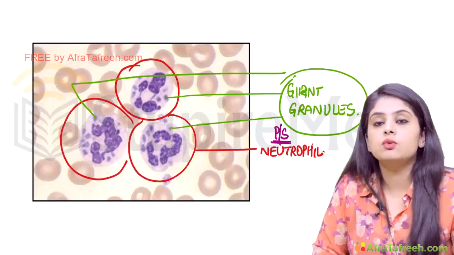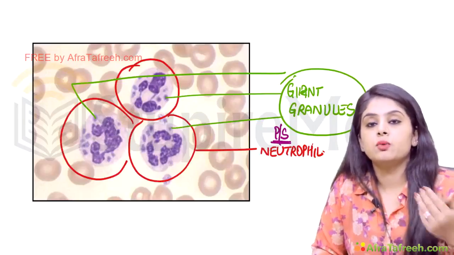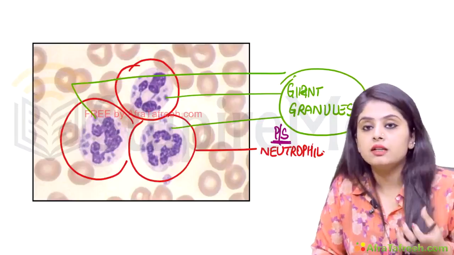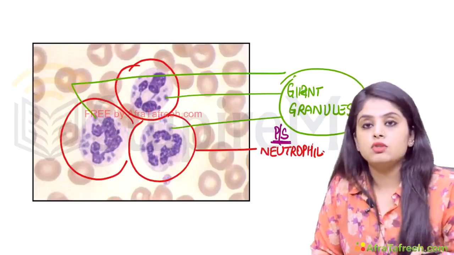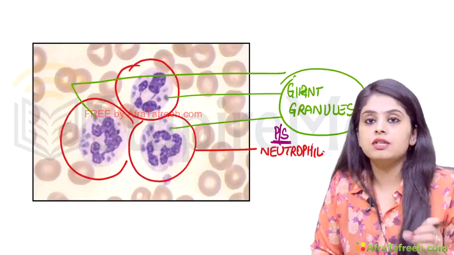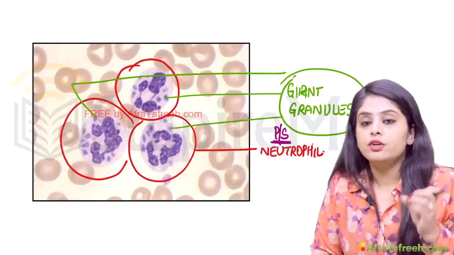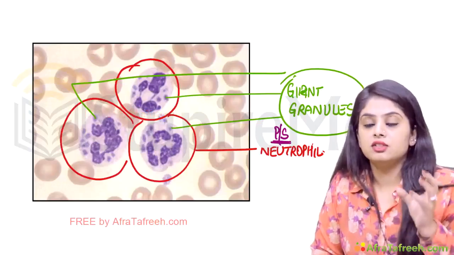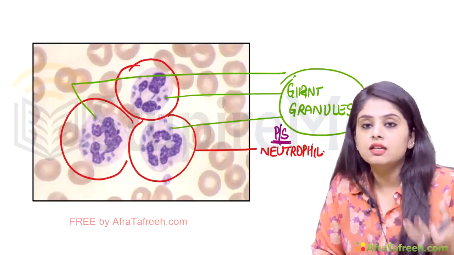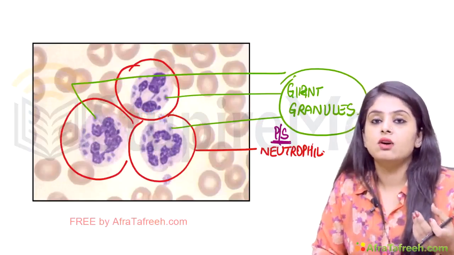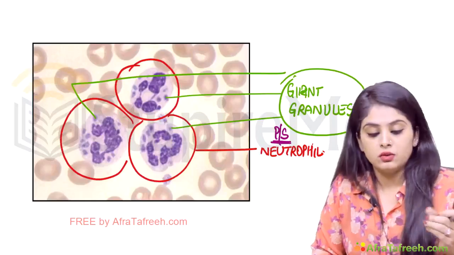So instead of giving you a theoretical question or a question related to the clinical history, they might just give you an image of the peripheral smear of a patient, and just by looking at this, you need to remember that these giant granules that you see in a neutrophil are very characteristic of Chediak-Higashi syndrome.